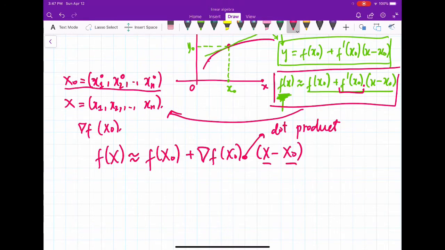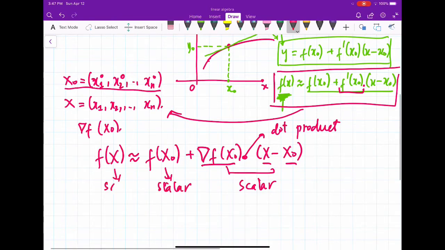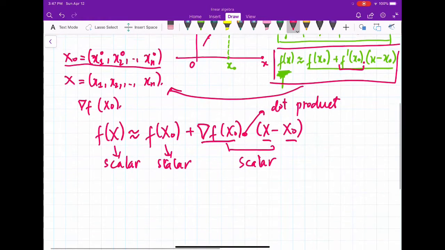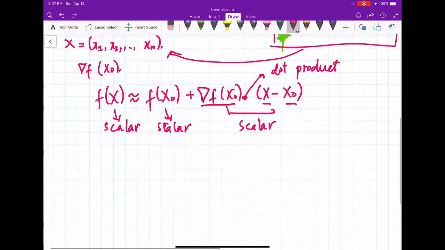X minus x0 and the gradient at x0 are vectors. When you consider the dot product, you have some scalar right here. And since f of x0 is a scalar, you have a scalar right here. So basically everything is correct. This is called the Taylor approximation.